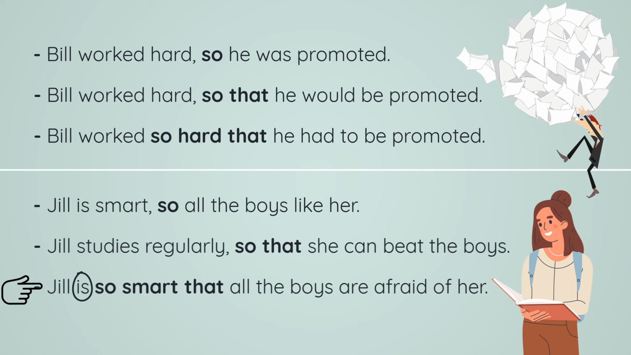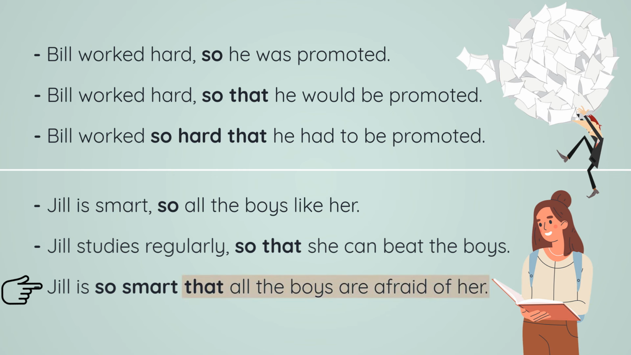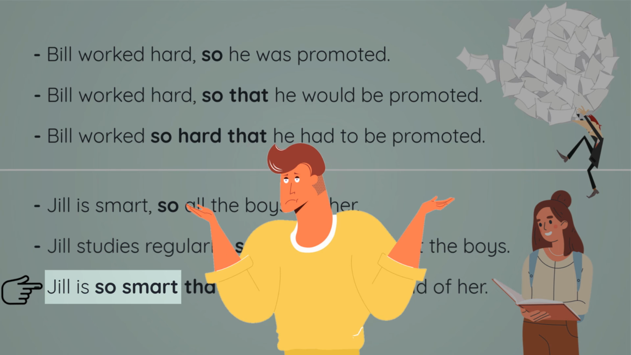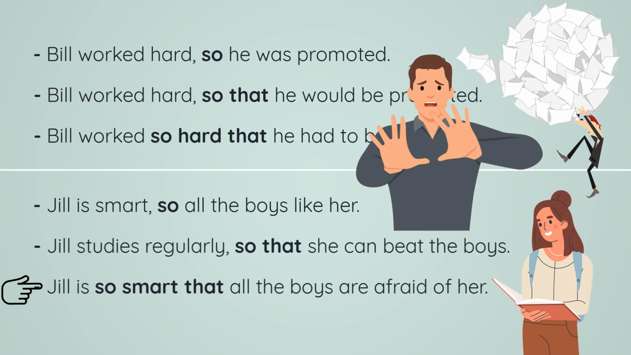Here, I'm back to the be verb. Jill is so smart. Jill is very, very smart. Okay, so that all the boys are afraid of her. She's so smart that she scares the boys, or that the boys are afraid of her. This completes the meaning of this. If you say she's so smart, well, lots of girls are very smart, right? But she's so smart that all the boys are afraid. Other girls are very smart, but the boys are not afraid of them. She's so smart that they're afraid.